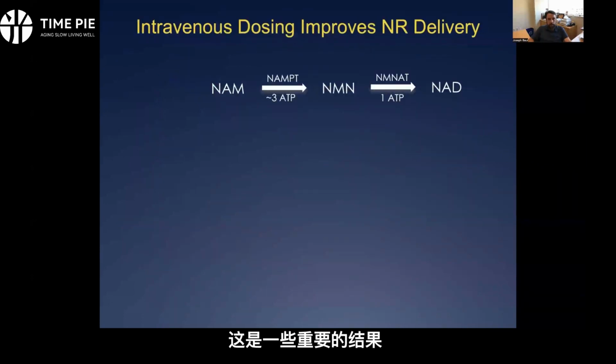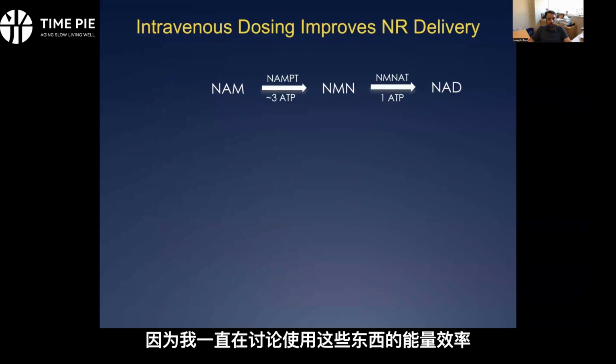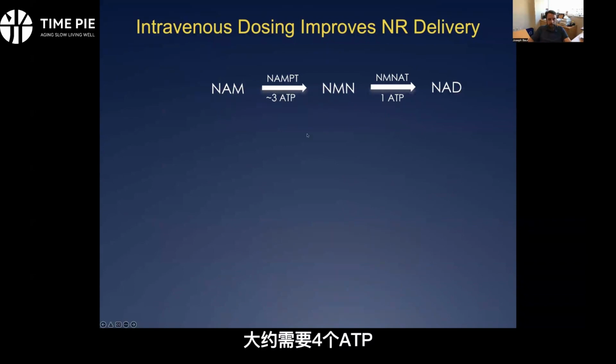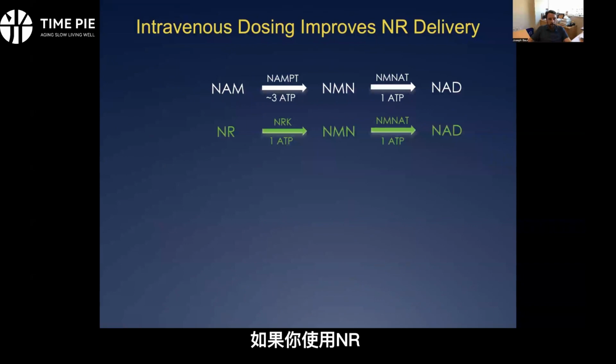So this has some important consequences because a big part of the argument for using these things has been the energetic efficiency. The energetic cost of going through the standard salvage pathway from nicotinamide is about 4 ATP. If you give nicotinamide riboside, you can get there with about 2 ATP because of this nicotinamide riboside kinase, which is a more efficient reaction.